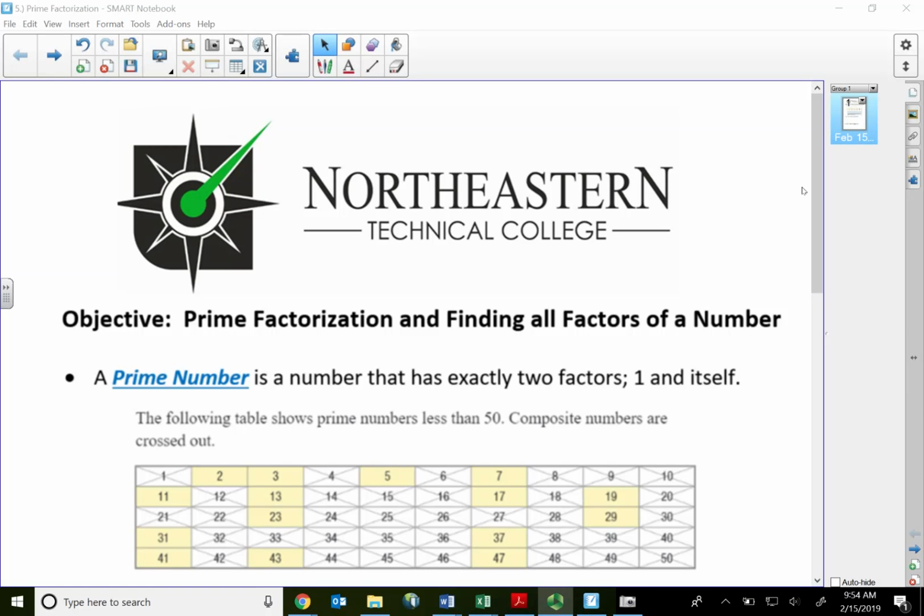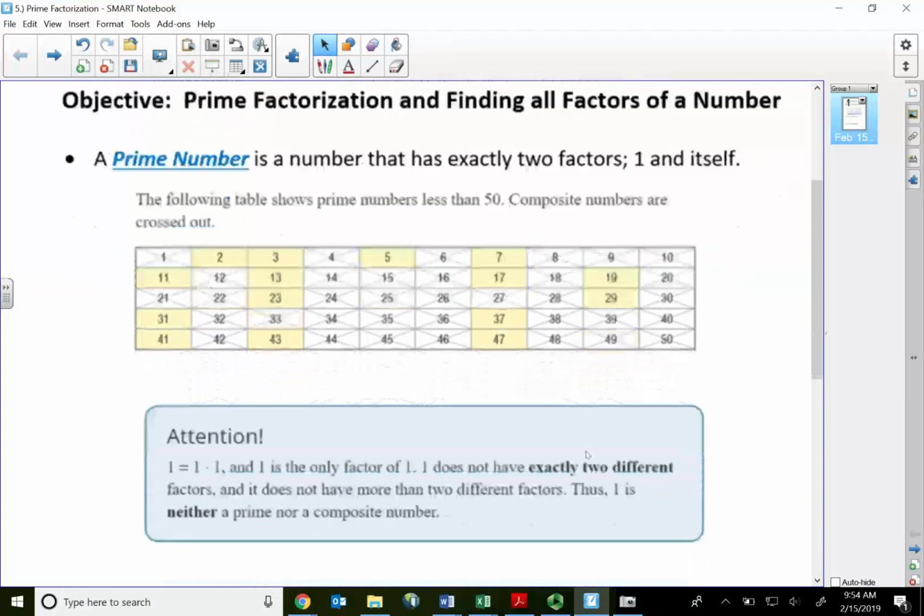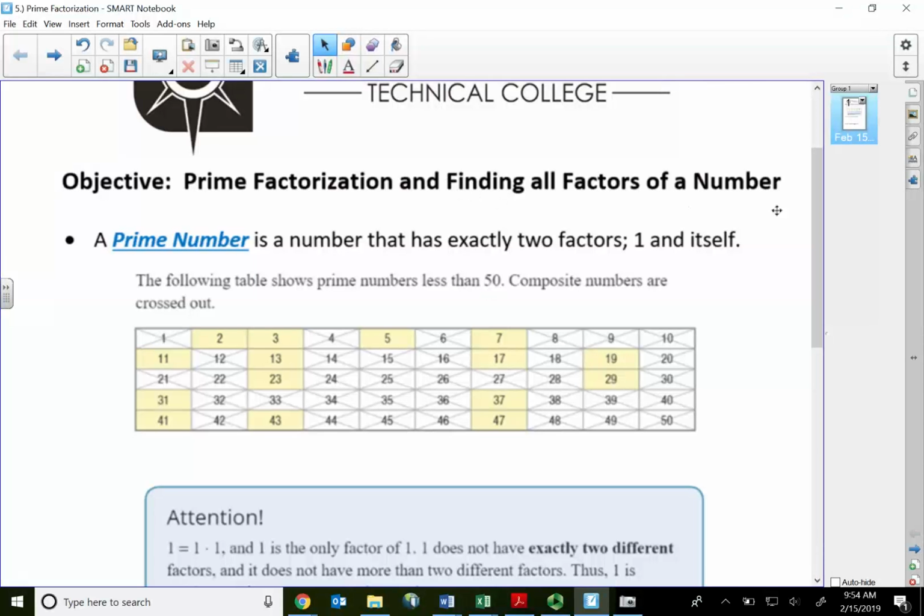Welcome back to the mini video series on fractions. So in this video, let's take a look at prime factorization and finding all the factors of a number. I think I kind of left this part out, but I can definitely talk a little bit about it as well. So let's take a look at the wording prime number.